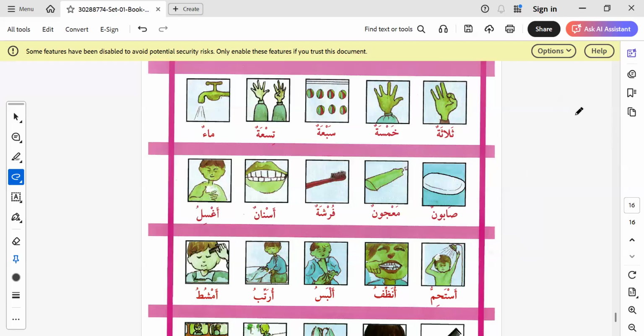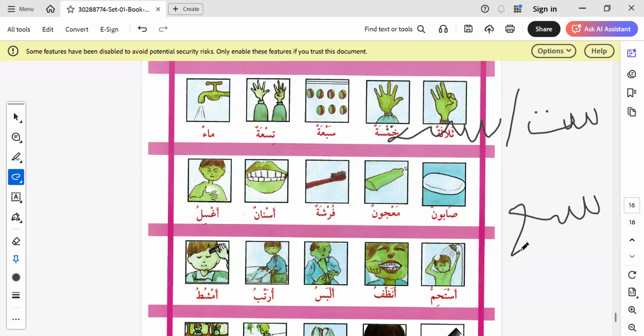How about six? ست, ستة. For seven we say سبع, سبعة.